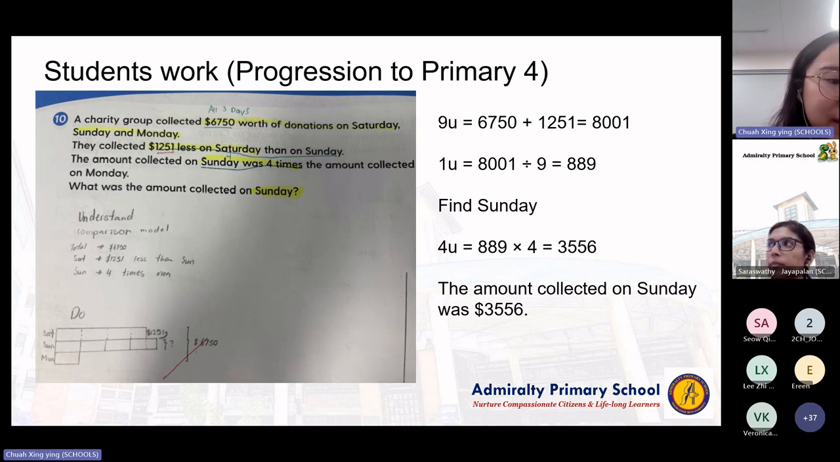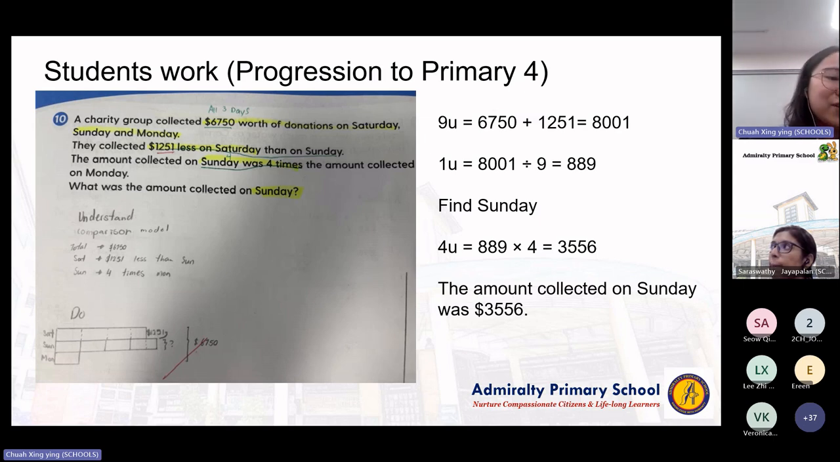But they mentioned that they collected 1,251 less on Saturday than on Sunday. Many of our children, when they draw the model, are stuck because the Saturday units are not clear. In that case, we will help our children to see an idea of topping up. So the difference is actually 1,251. Instead of using 6,750, we can actually top up 1,251, which is the difference, to make 8,001.